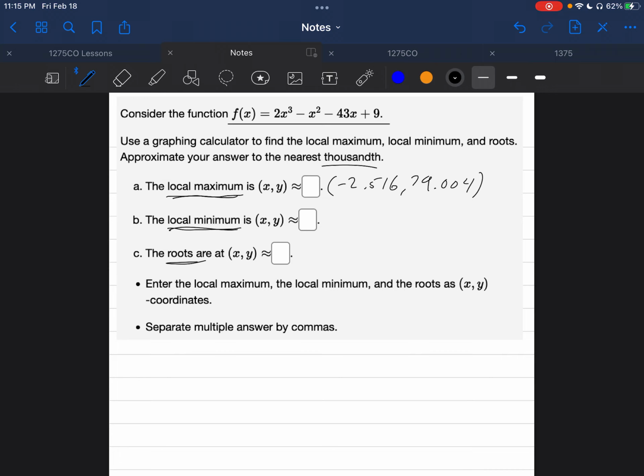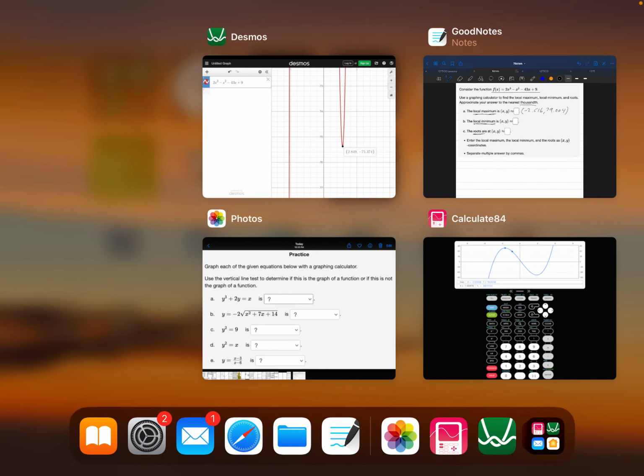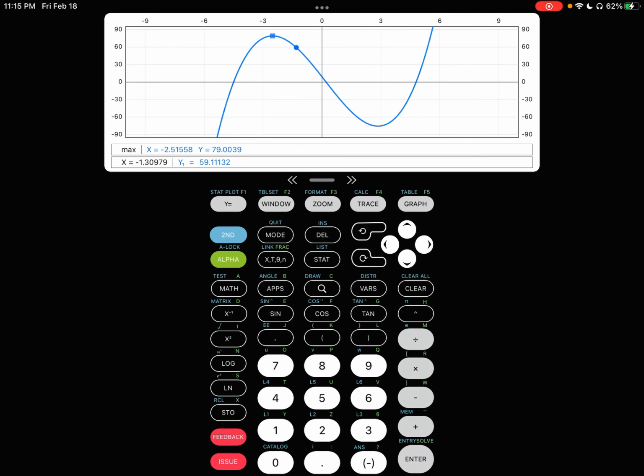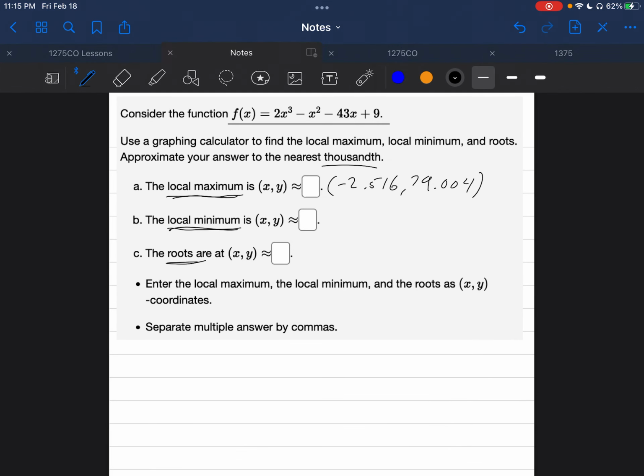It says to round your answer to the nearest thousandth, so 3 decimal points is necessary. Right? If you are off, it's going to say you're close or something like that. So that's how you find a local maximum.